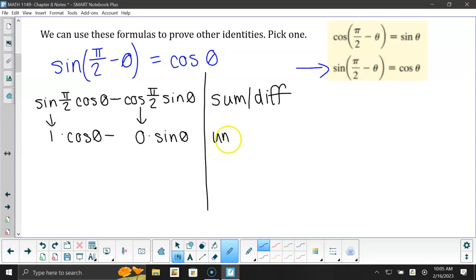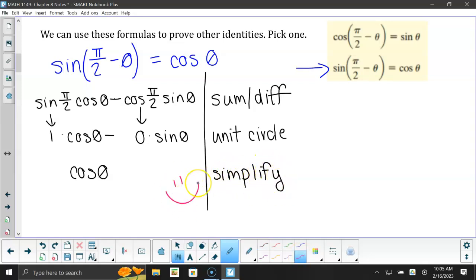So I'm going to use my unit circle. So what's 0 times anything? Cool. Everything else disappears. Cosine of theta. All I did was simplify. Easy enough? Yeah? All right. Ready to scroll?